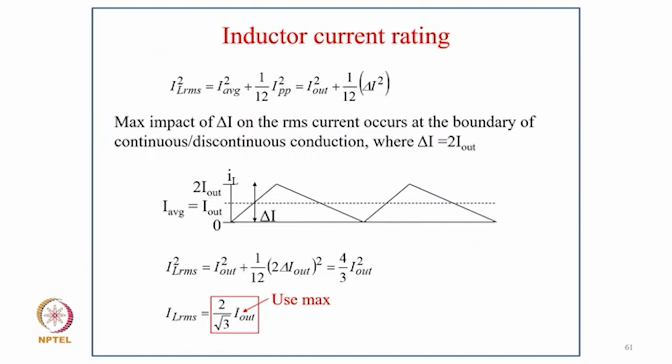So I RMS square equals I average square plus 1 by 12 IPP square, which equals I out square plus 1 by 12 delta I square. The maximum impact of delta I on the RMS current occurs at the boundary of continuous and discontinuous conduction, where delta I equals 2 I out, as you can see in the waveform. Then I RMS square equals I out square plus 1 by 12 (2 I out) square, equal to 4 by 3 I out square, or I RMS equals 2 by root 3 into I out.